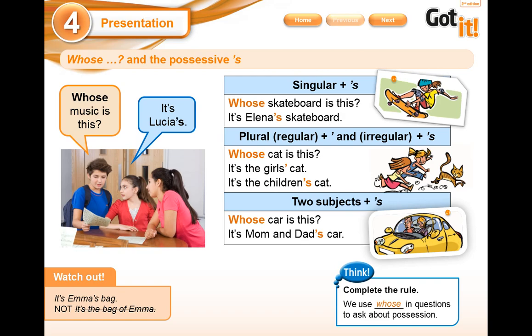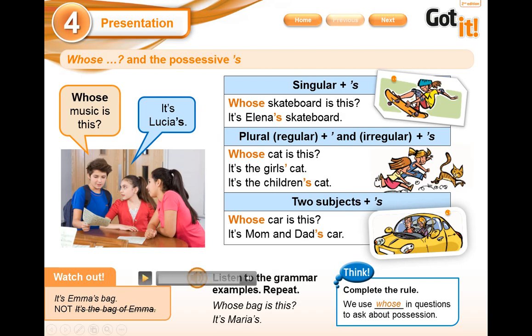Exacto, no es lo que les había mencionado, ¿no? Watch out! It's Emma's bag. No, it's the bag of Emma. Perfecto, muy bien. No sé si van a poder escucharlo, porque estoy con mis audífonos. Whose bag is this? It's Maria's.